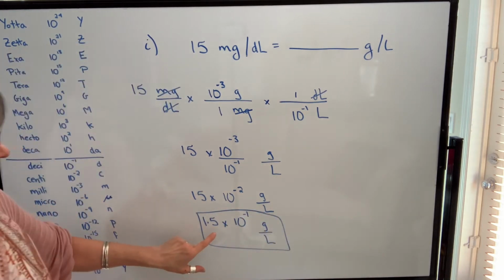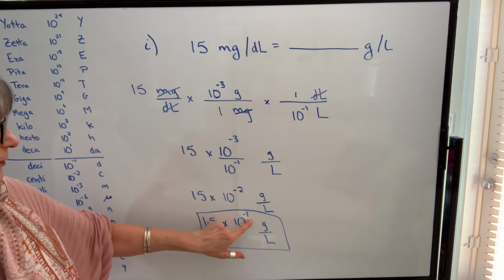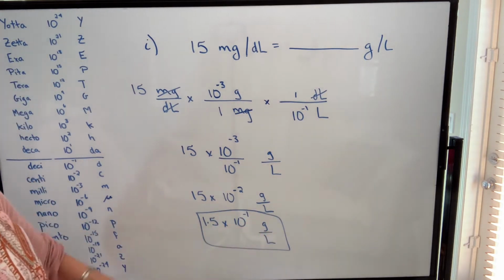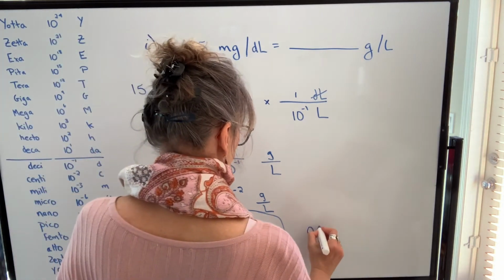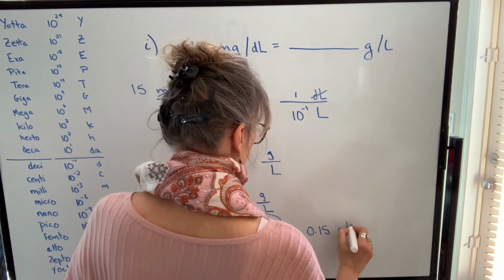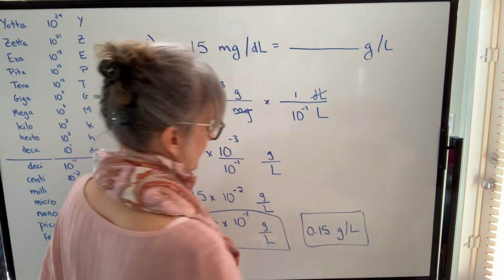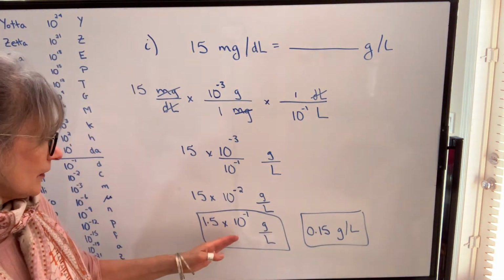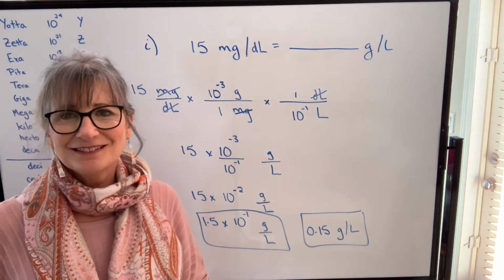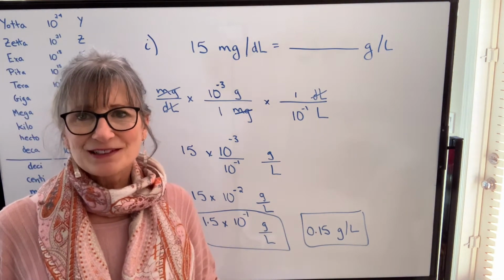And the concentration will be 1.5 times 10 to the negative 1 grams per liter in scientific notation, or 0.15 grams per liter as a normal number. Again, your choice of how you want to express it. Let's take a look at some more examples.